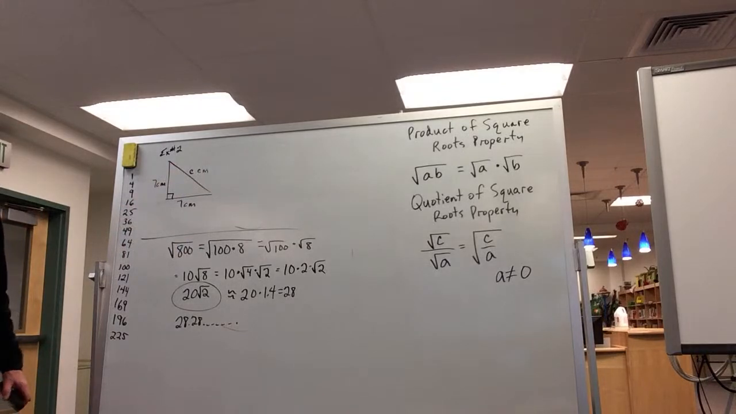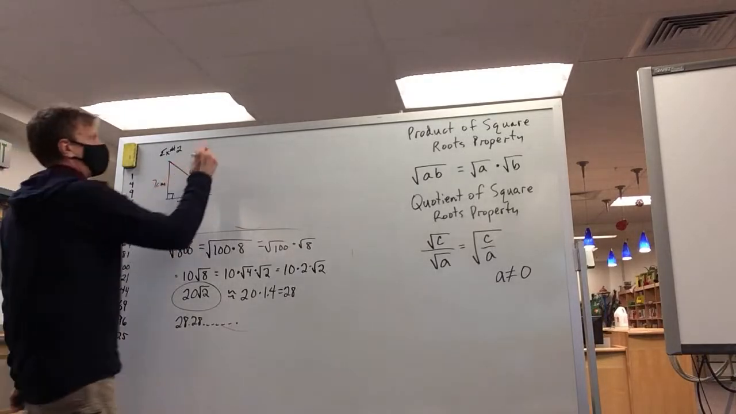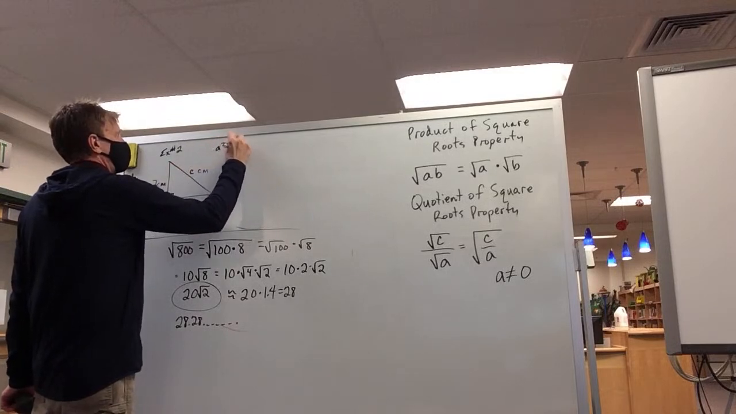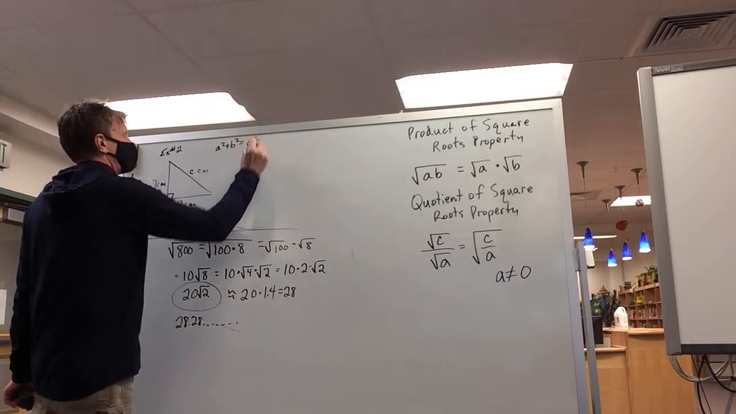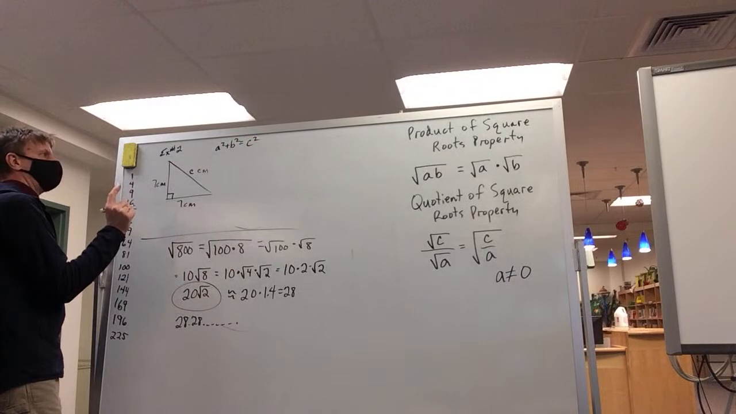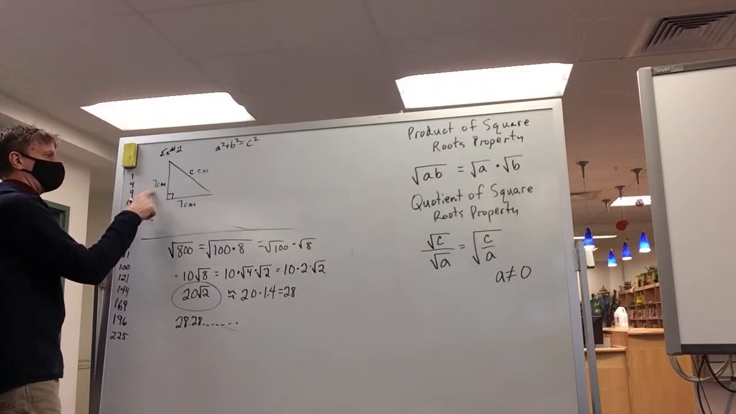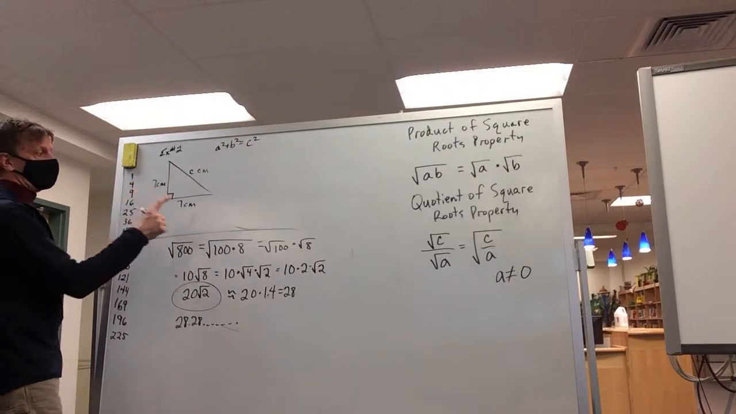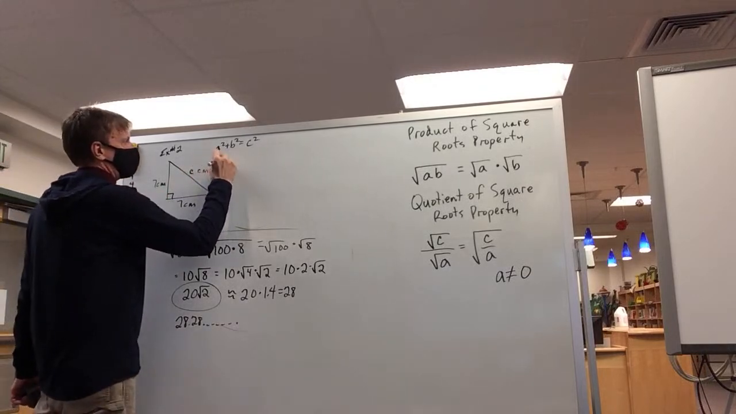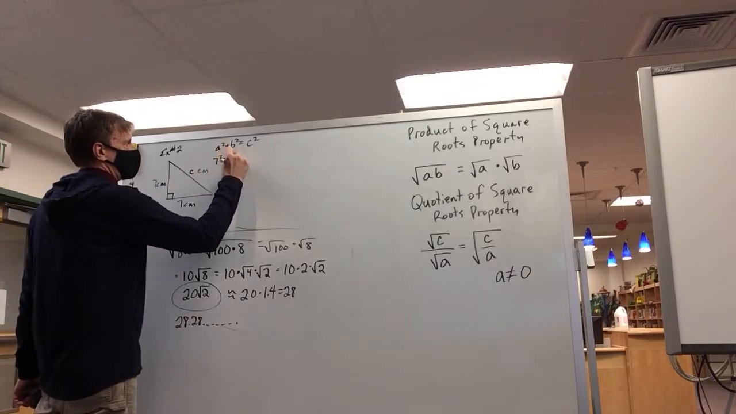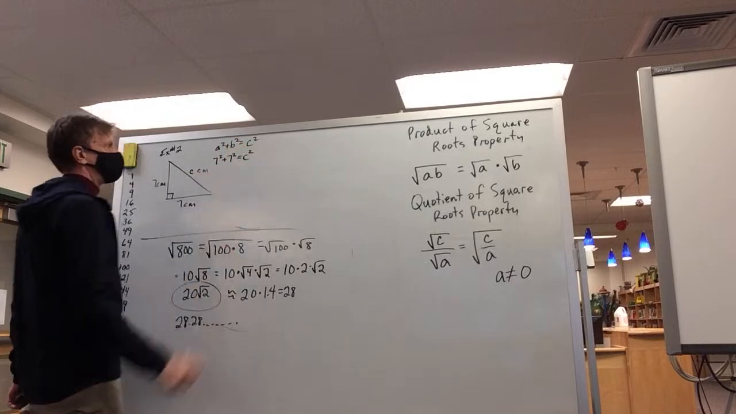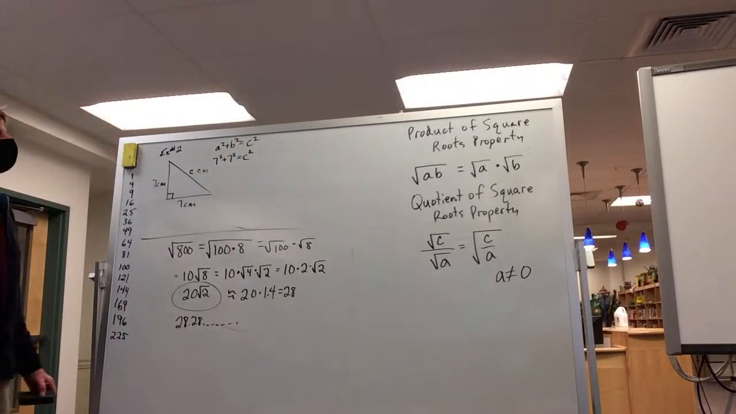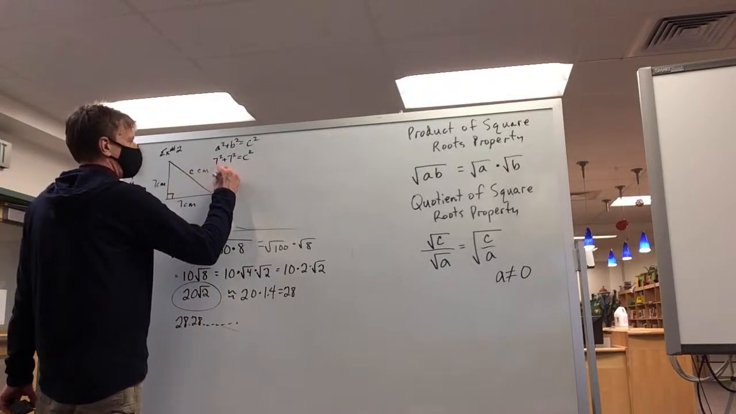So how do we start? A squared plus B squared equals C squared. So how long is A? And how long is B? So I'm just going to write the 7s. So what's 7 squared? 49.